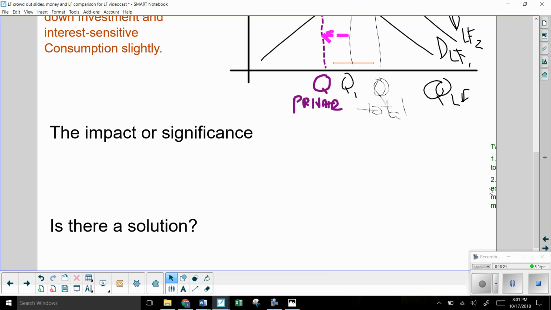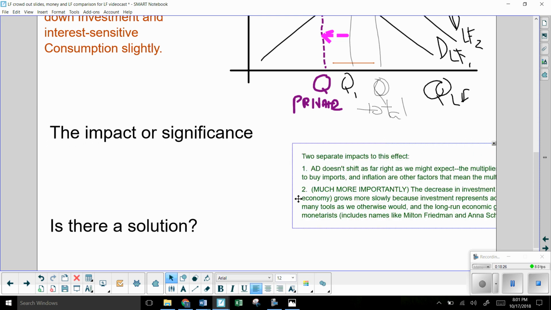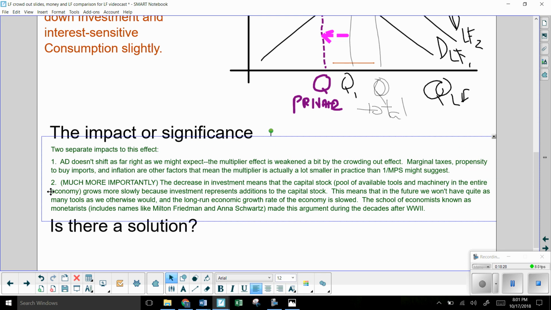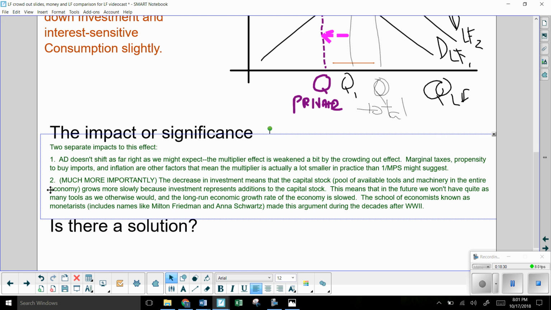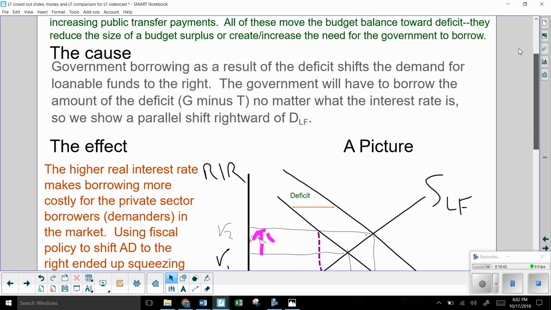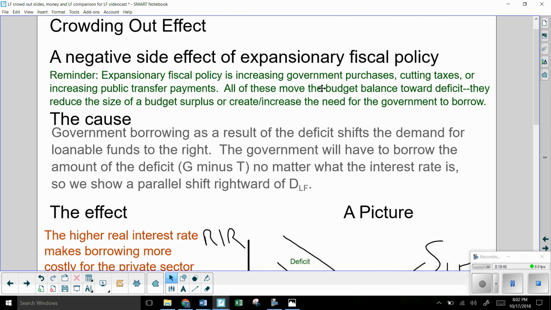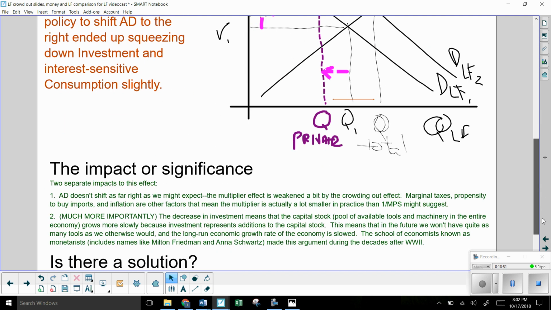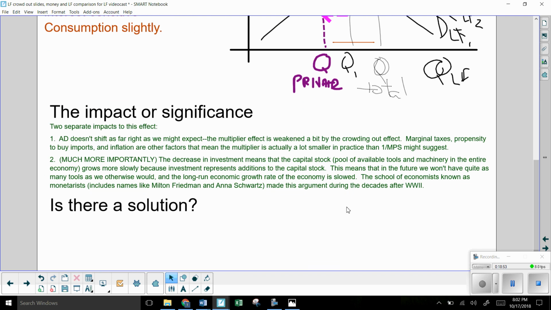Well, let's look at that a little bit. There are two consequences of this. And the second one is more important and more tested, but it's good to know them both. So let's think here a little bit. AD doesn't shift as far to the right as we might expect. Wait, what? AD? We're not talking about that graph. Well, what was the whole point? The whole point we started with was we did expansionary fiscal policy. And by now, hopefully you know that expansionary fiscal policy is designed to shift AD to the right.